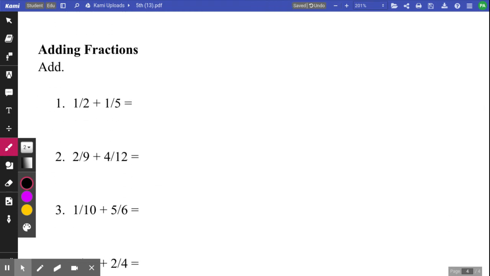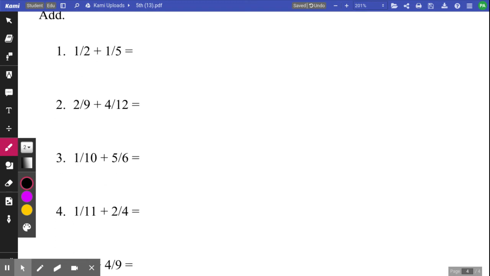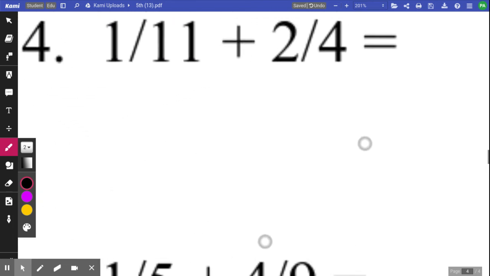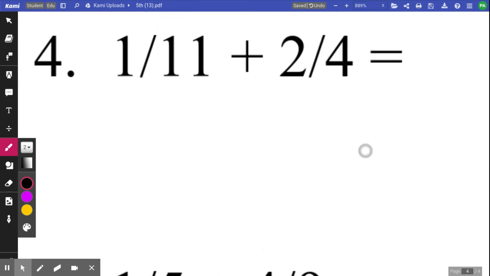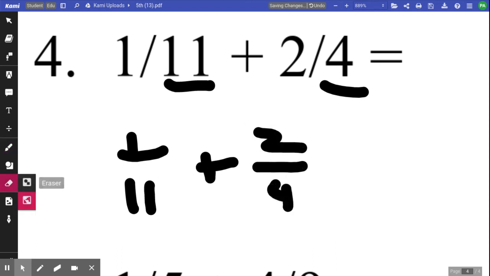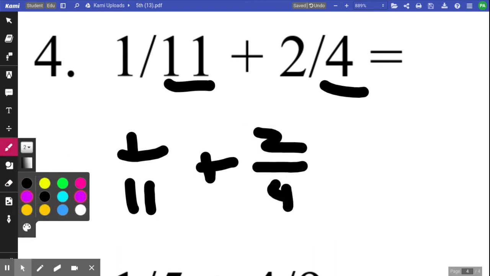Okay, adding fractions. Same thing, you need a common denominator, whether it's through least common multiple or cross multiplication. So let's try number 4. So we got 11 and a 4, and obviously they're not the same or in multiples unless you multiply them by each other. So we're going to unfortunately have to cross multiply.